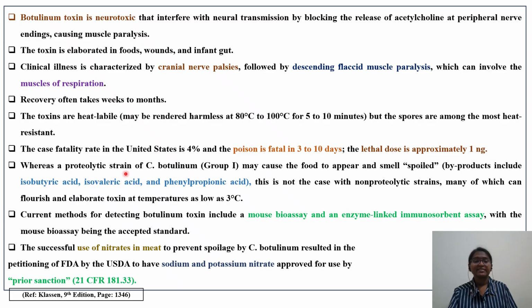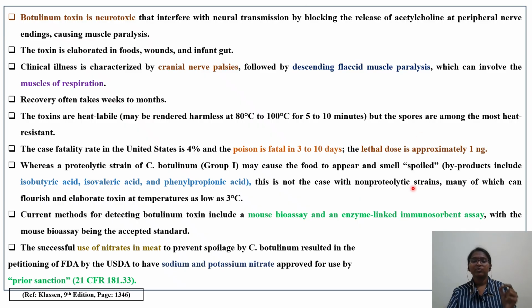Whereas proteolytic strains, called Clostridium botulinum group 1, may cause the food to appear and smell spoiled. Another important thing: if you are able to smell it, then at least you will not consume that food. Byproducts include isobutyric acid, isovaleric acid, and phenylpropionic acid. This is not the case with non-proteolytic strains. There are two types of strains, proteolytic strains and non-proteolytic strains.